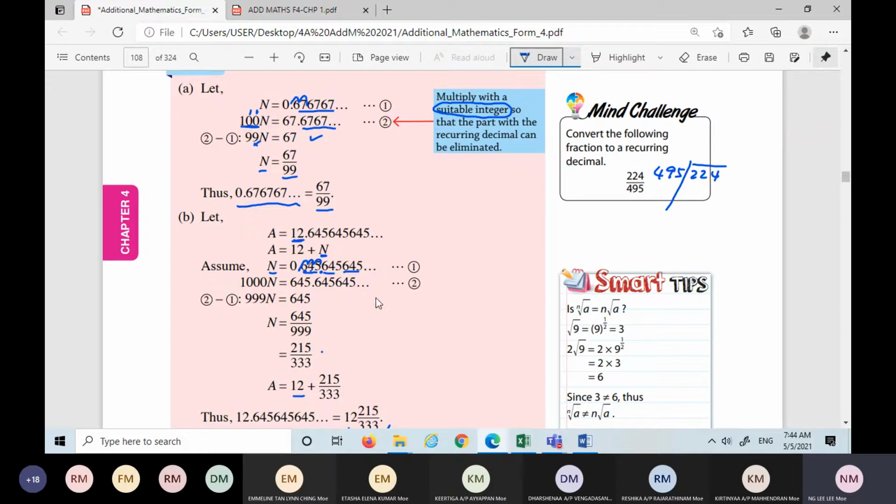If not, then you have to try. I didn't try it before. Work back from here. So this one you may try it.